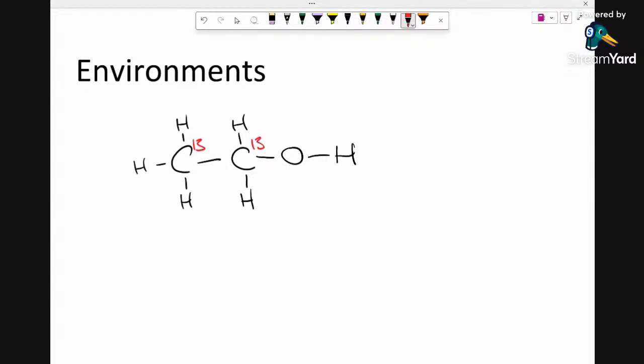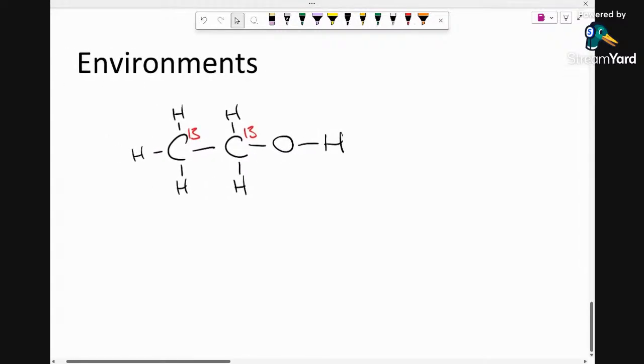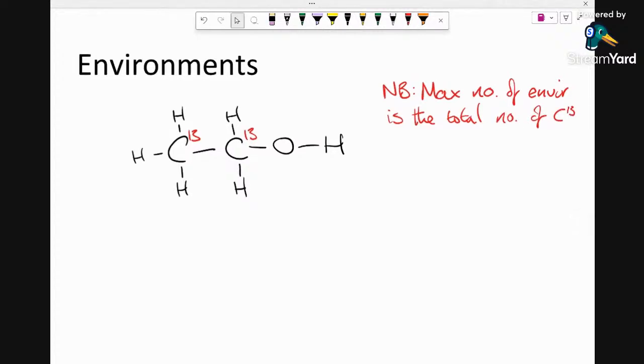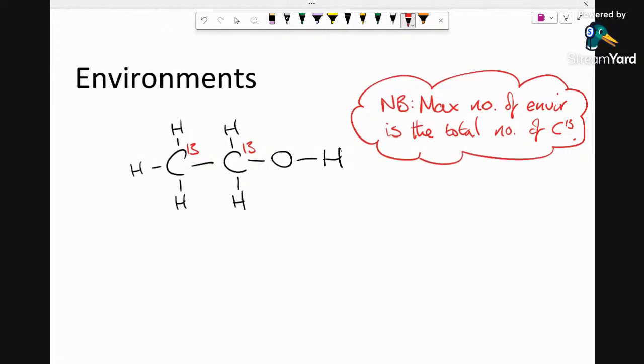Now, the first thing I want to point out is that it's nice to have an idea about environments, that there is what is described as a maximum number. The first thing I like to put down is nota bene, that the max number of environments is the total number of carbons. And this makes sense. If I look at ethanol, I can't have three environments here. I have two carbons, so the maximum number of environments I could have here is two.